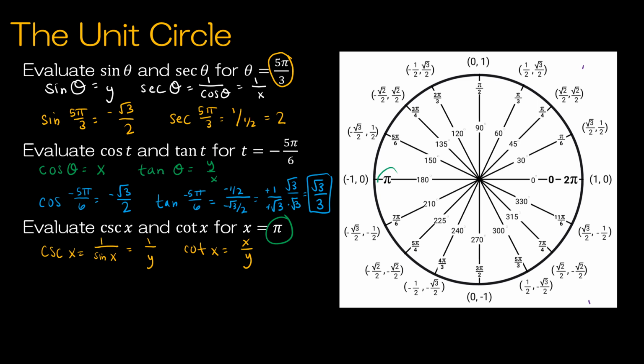So at pi, I've got the point (-1, 0). So we've got cosecant of pi would be 1 divided by 0. We can't divide by 0, so this is undefined.